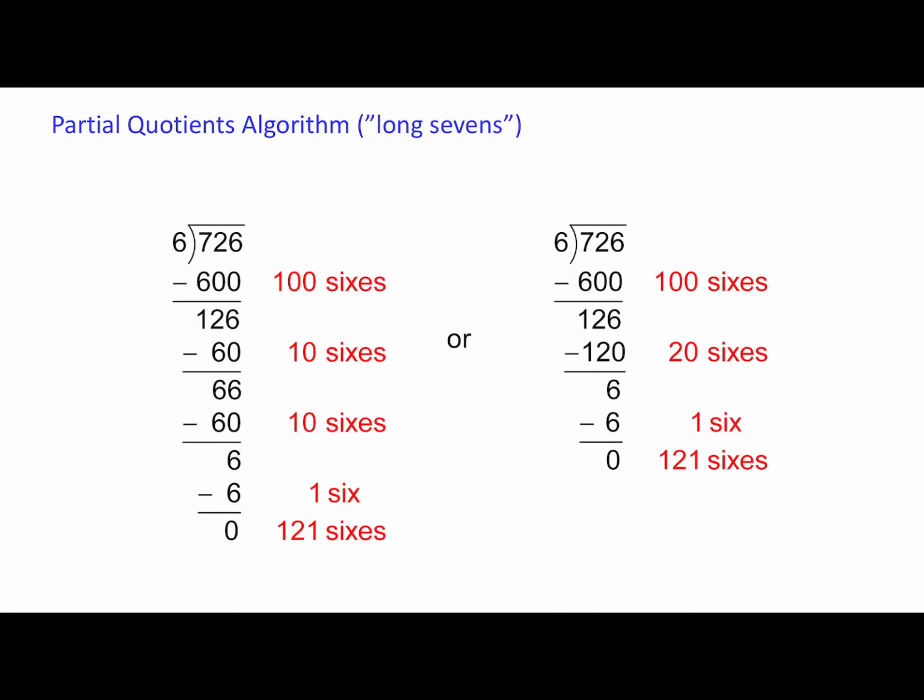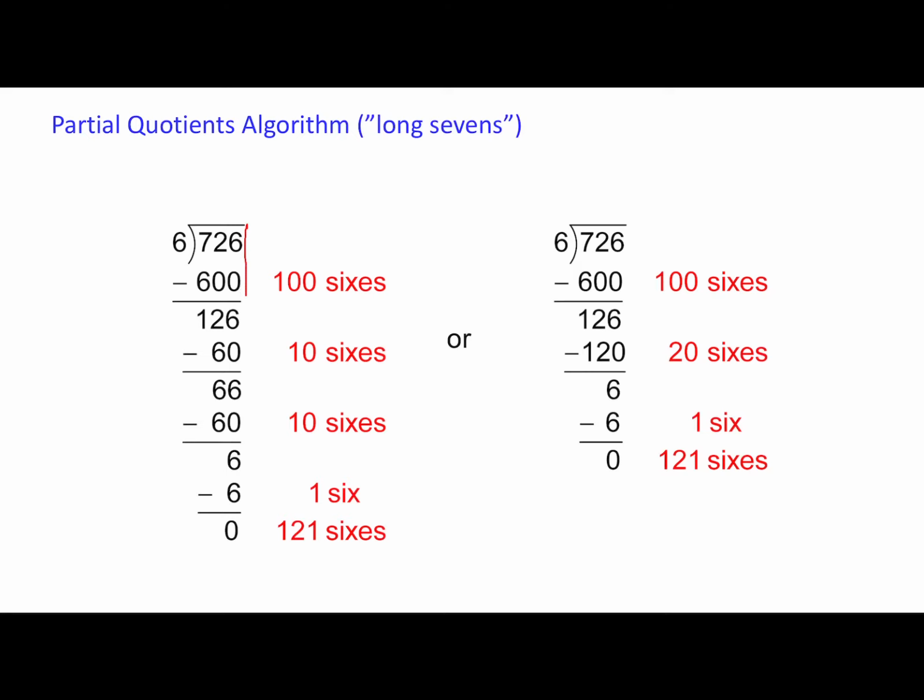Let's look at the partial quotients algorithm. This is also sometimes called long sevens. So this is for your student who doesn't quite have their multiplication facts totally down, but they can use this to still get their division answer. Okay, so again, I want to look at 726 divided by 6.